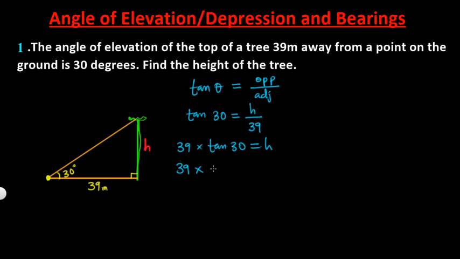We can use our calculator to get that, or our four-figure table, which will give us 0.5773 equals to the height. Then when we multiply this, we have 22.51 meters being the height. Therefore, the height of this tree can be approximated to be 23 meters. Brilliant. Let's move forward, taking another look at another example.